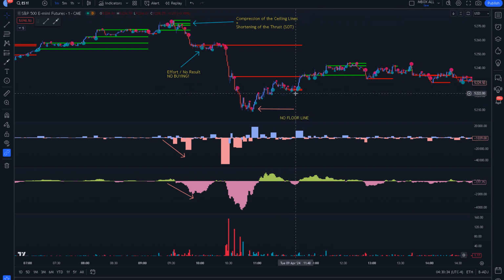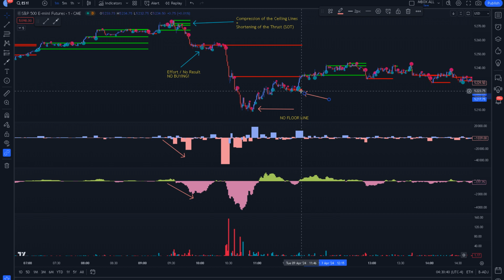Okay, and we only get a floor line a bit later, right here. So what does that mean? What it means is there's a lack of interest, right? Not only does price have to fall for another floor line to form, but there also needs to be sufficient volume. Otherwise, it's not going to form. So there was a lack of interest here.